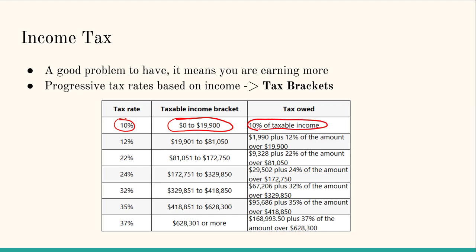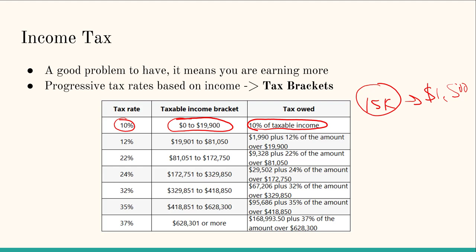Okay, so let's do an example here. Let's say you make $15,000 a year. You look here and you see, where does this 15K fall? And you see here that it's in this 10% tax bracket. So that means you basically look at this. You say, the amount of tax I'm going to owe is 10% of this 15,000. So that means I'll pay tax of 1,500.